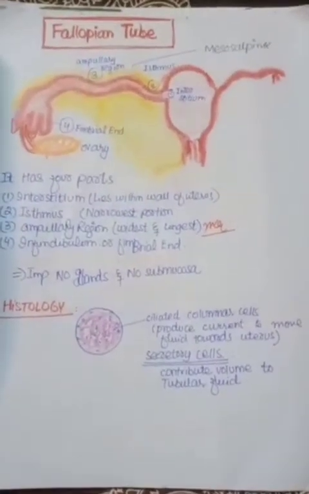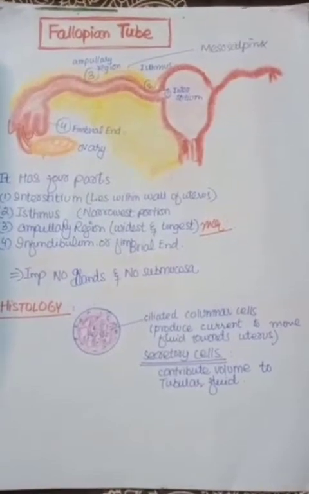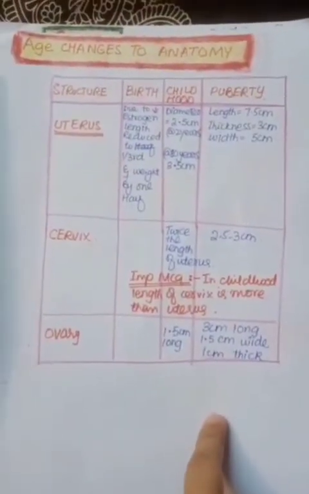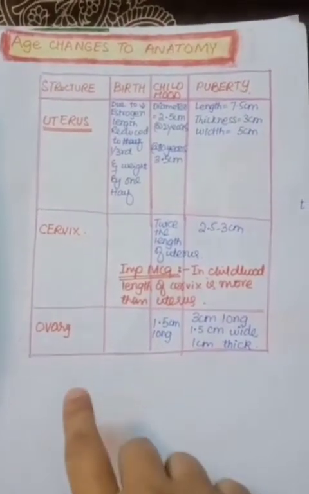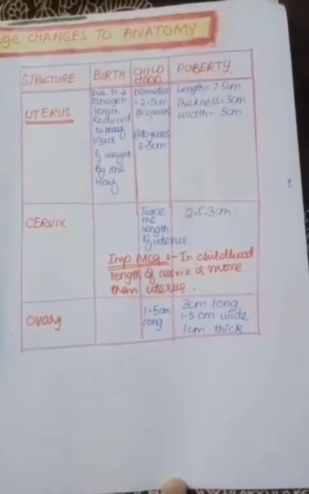Regarding the histology of the fallopian tubes, it has two types of cells. One is the ciliated columnar cells, the other is the secretory cells. The secretory cells contribute to the volume of the fallopian tubal fluid. Next, most important, you all must know what the age changes are that occur in the pelvic organs. We will discuss the age changes in the uterus, cervix, and the ovaries.